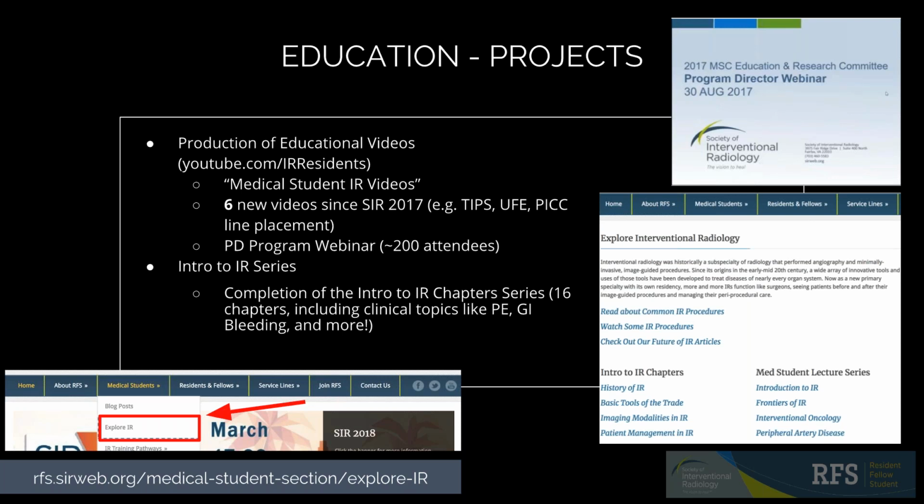And additionally, the education part of the Education and Research Committee produced the Intro to IR series. So this is a bunch of short chapters that are in their own Word documents. And you can see on the bottom right of your screen, some of those topics are listed. So if you go to the MSC website and go to Explore Interventional Radiology, you'll see the Intro to IR chapters listed there. So this is really geared for medical students who want very focused educational resources on a particular topic. And I invite you to take a look.